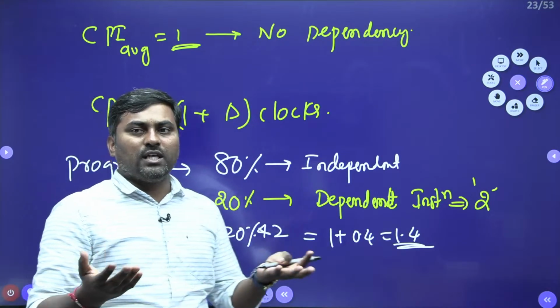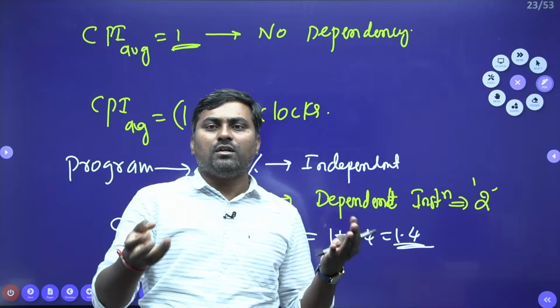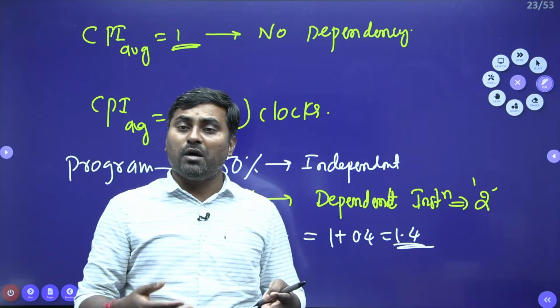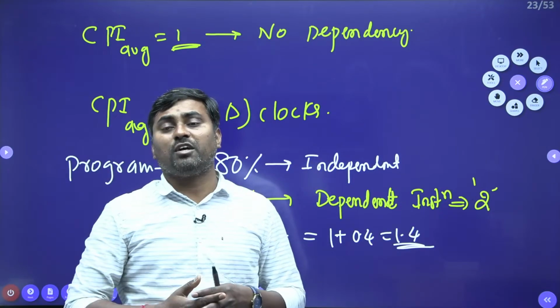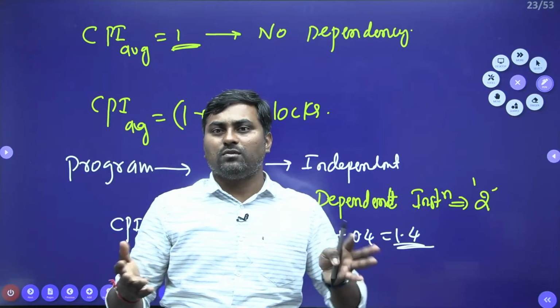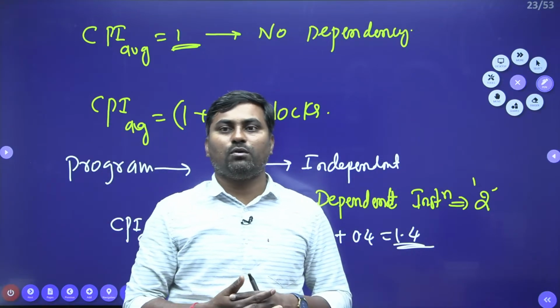How? In the case of an ideal pipeline, non-pipeline will take 8 clock cycles and pipeline will take 1 clock cycle only, but due to dependency it will take 1 plus delta clocks. So you have to do k divided by 1 plus delta. That gives the speedup factor.